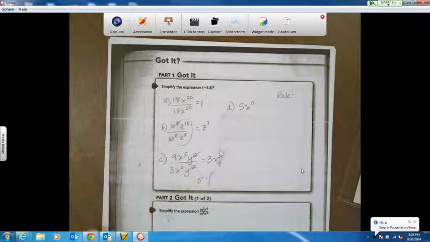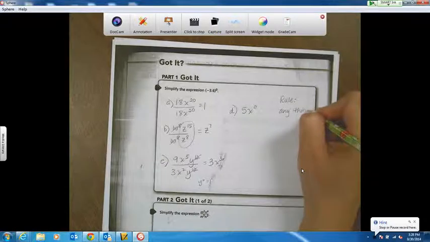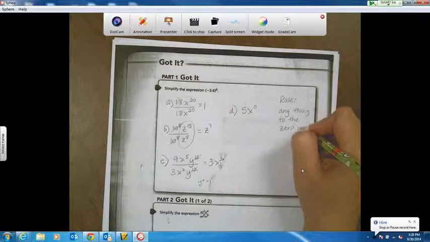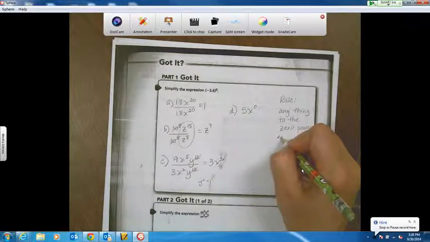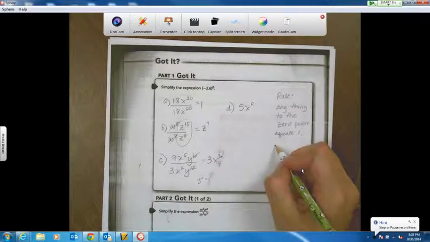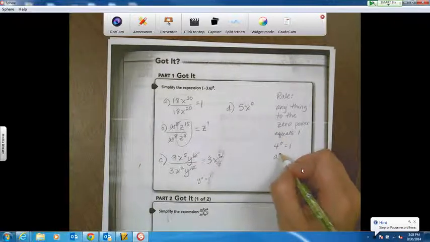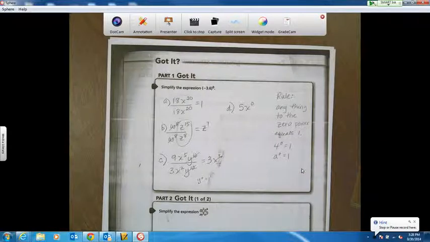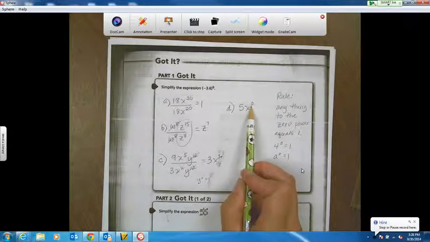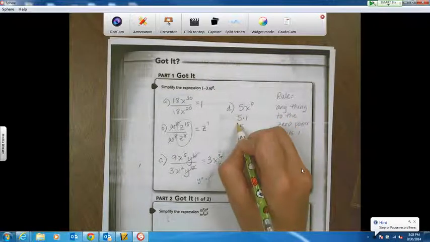So the rule is anything to the 0 power equals 1. And that's very important. So, like I said over here, if I have 4 to the 0 power, that's 1. If I have a to the 0 power, that's 1. Anything to the 0 power is 1. All right, so if I look at this one right here, x to the 0 power is 1. So this is like saying 5 times 1, which is just 5.